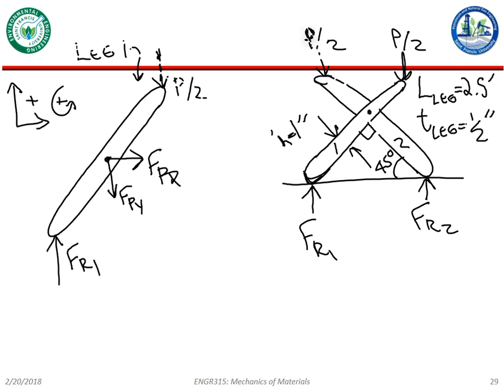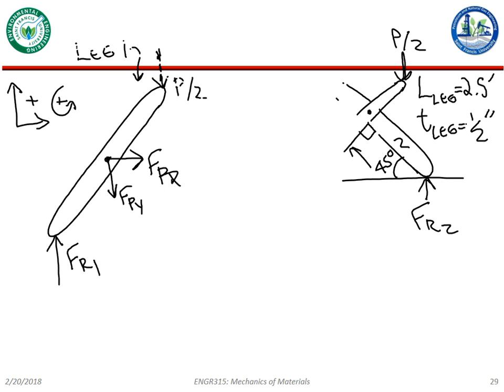In which diagram? Left. All right, we can start on the left. We'll come back to this guy. Let's write those down somewhere. H equals 1 inch. Thickness is a 1/2 inch. L leg equals 2.5 foot. Right. Yeah, and 45-degree angles.